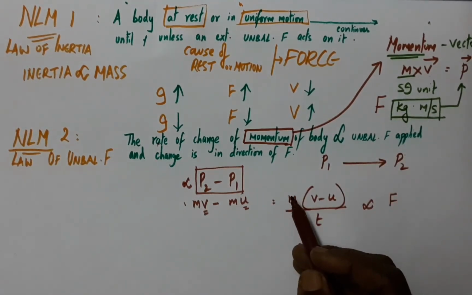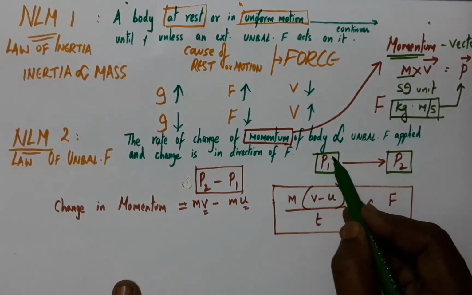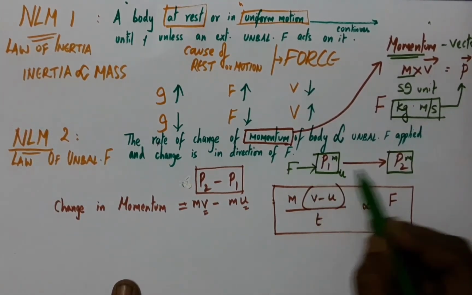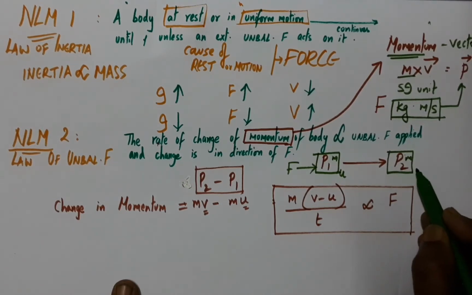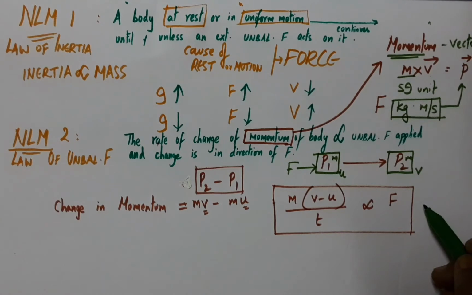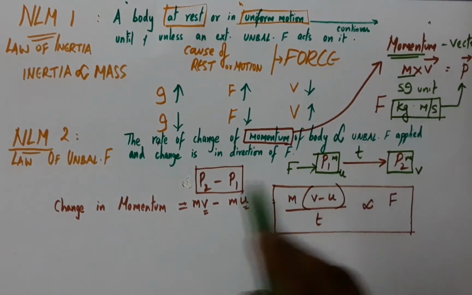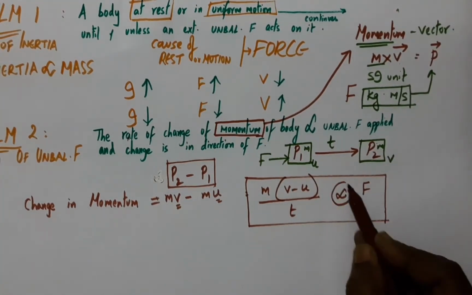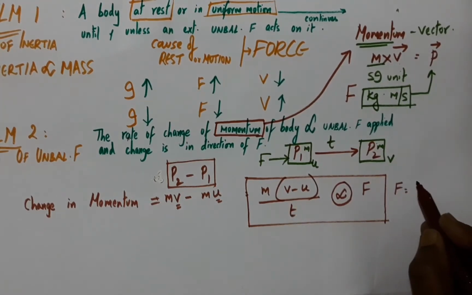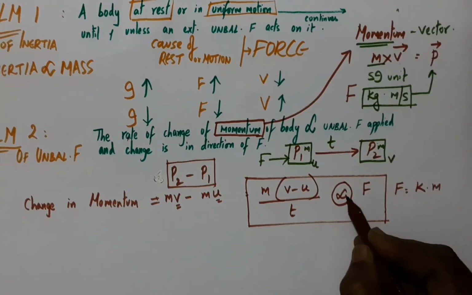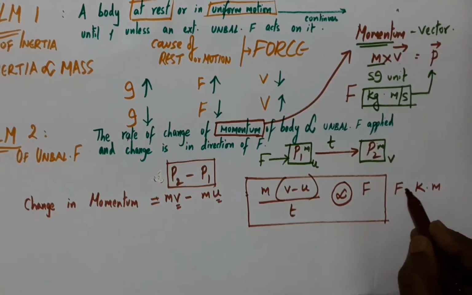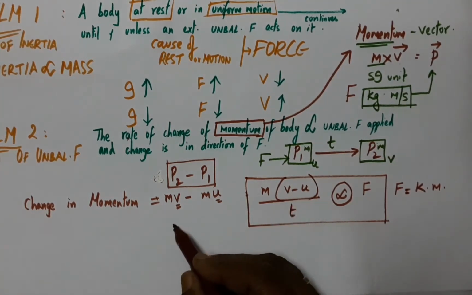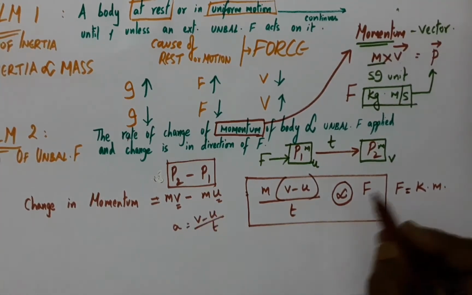Here we can explain that a body of mass m moving with an initial velocity u, due to the application of an external force, increases its velocity, its mass remaining the same, to v in a given time t. This is nothing but the rate of change of momentum. If I choose to remove the proportionality, I have to place a constant here, called the proportionality constant, and replace it with equals to. This will give v minus u by t, which is nothing but acceleration, which we have already learned in the previous chapter.